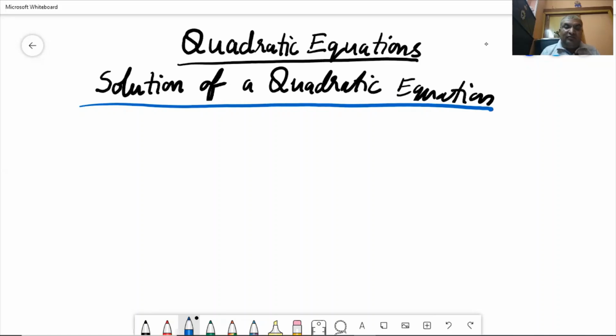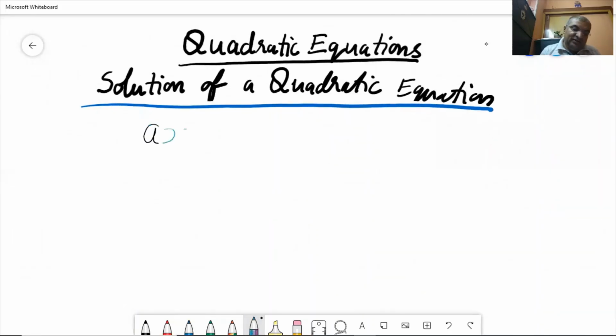Today I am going to discuss the solution of a quadratic equation. This chapter is in class 10, so let us learn the solution of a quadratic equation. Now first point, everyone should know that a quadratic equation is in the form of ax square plus bx plus c is equal to 0.